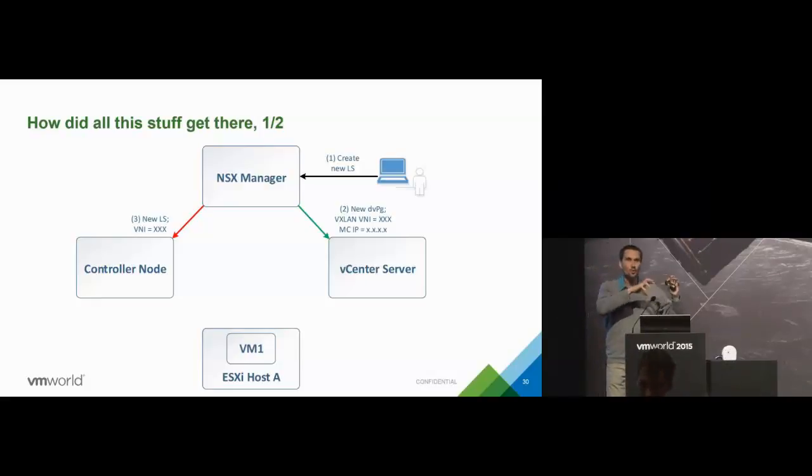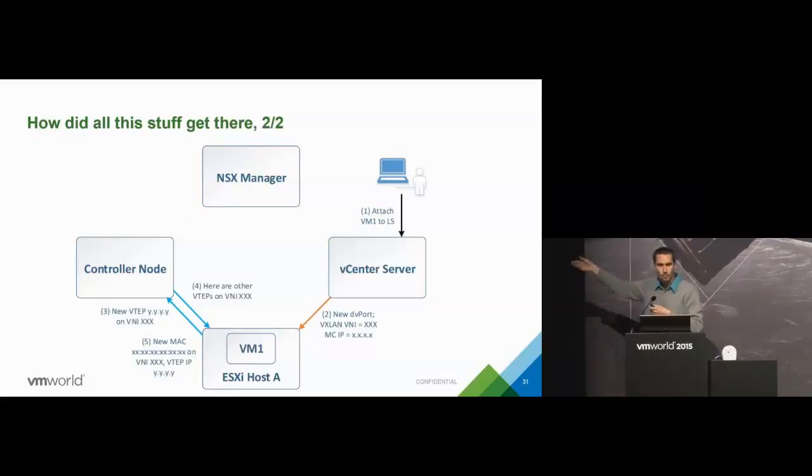vCenter is the guy who connects the virtual machines to logical switches. So it needs to have that information in the form of the opaque attributes. Make sense? So for it to have the opaque attributes, it needs to be told what those opaque attributes should be. Yes? Okay.